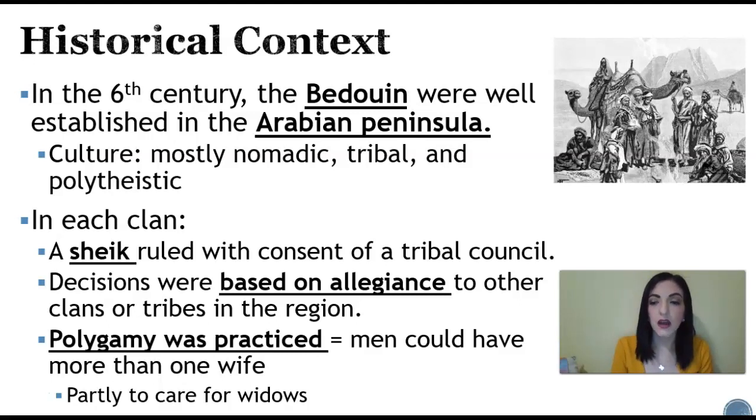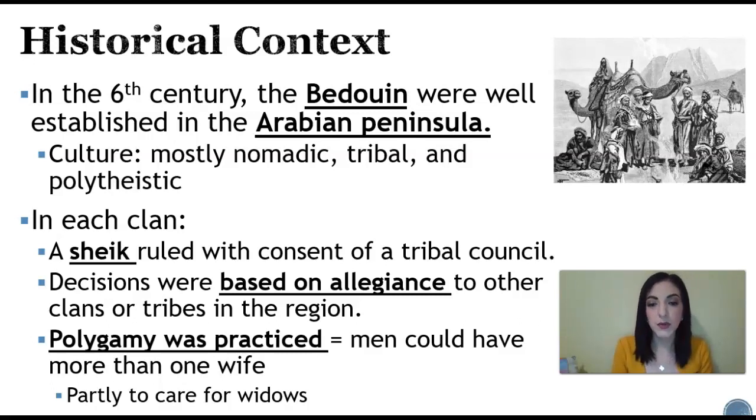He was kind of like the head guy in charge, with the consent of a tribal council, which was usually made up of the elders of the group, the male elders of the group. All decisions were based on allegiance to each other or to tribes in the region. Clothing was very important because clothing also helped distinguish these groups from one another. So wearing certain colors or wearing certain fabrics could identify you from far away and allowed other people to be able to see who was friendly and who was maybe not so friendly with them.